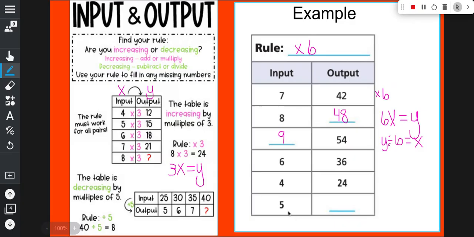If I look down at the bottom, I know my x, so I'm going to go back to the equation of 6x equals y. So 5 times 6 gets me my y, which is 30.